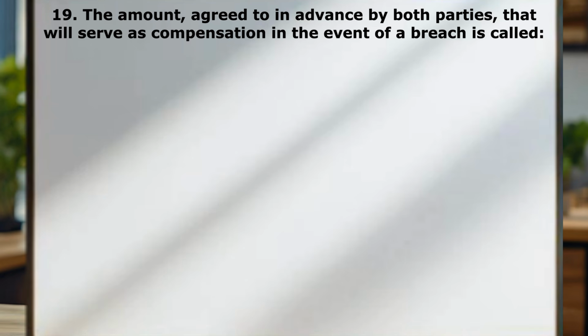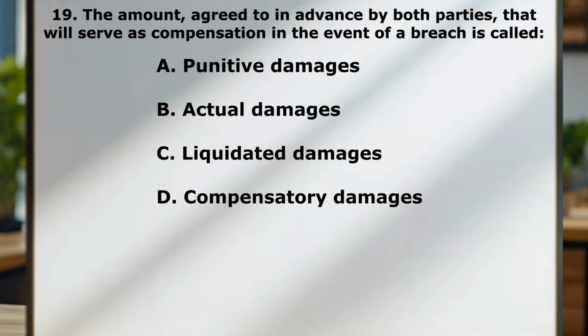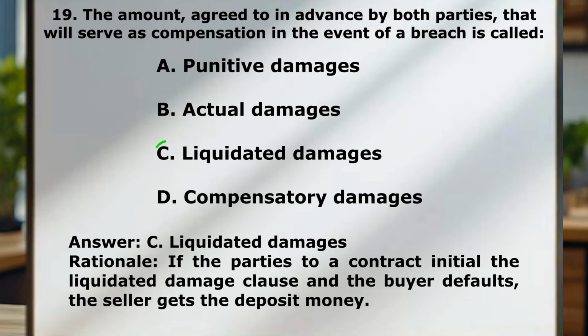Question number 19. The amount agreed to in advance by both parties that will serve as compensation in the event of a breach is called A, punitive damages, B, actual damages, C, liquidated damages, D, compensatory damages. Correct answer here is C, liquidated damages. So if the parties to a contract initial the liquidated damage clause and the buyer defaults, the seller gets the deposit money. Last but not least, question number 20.